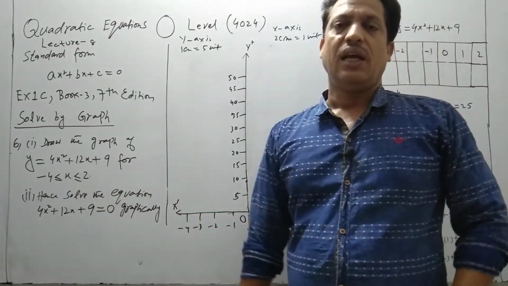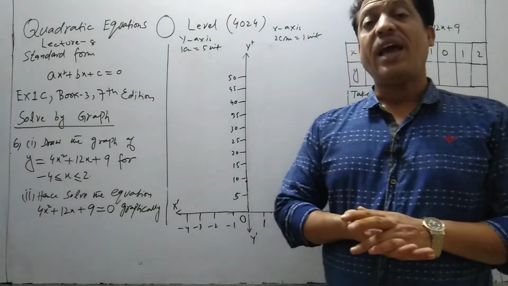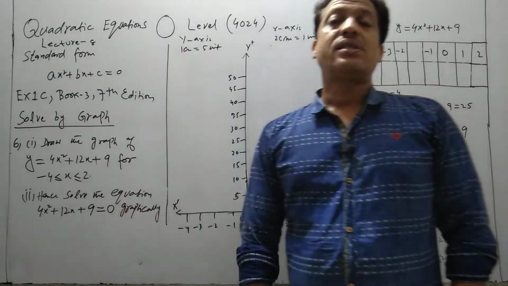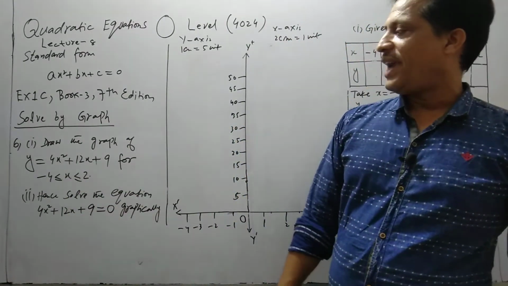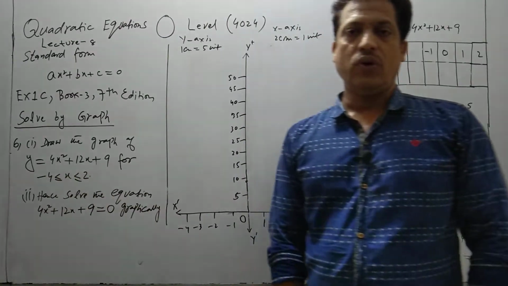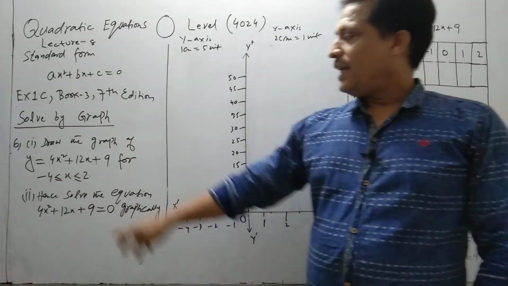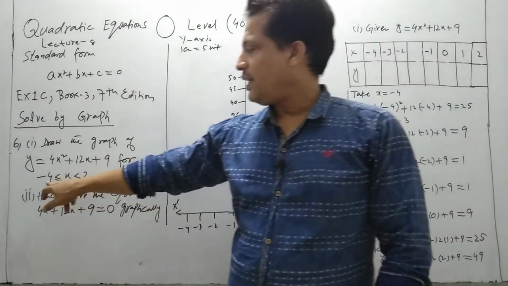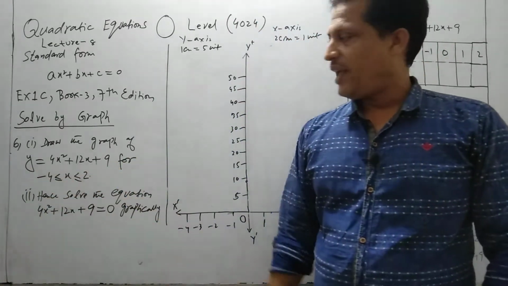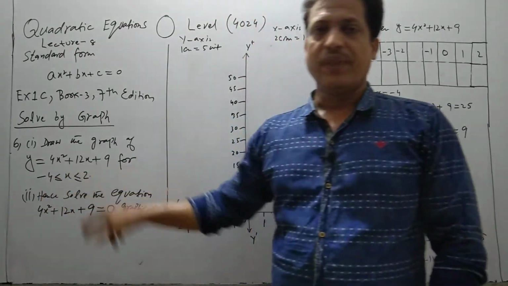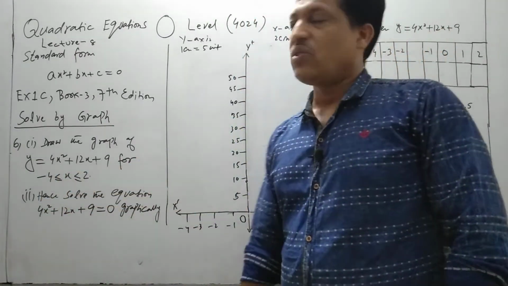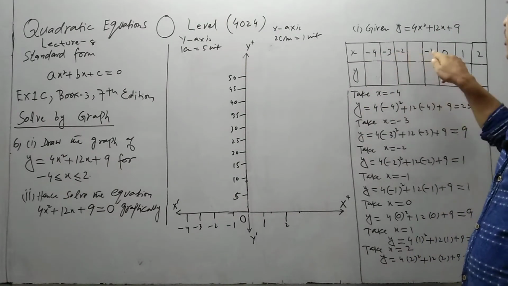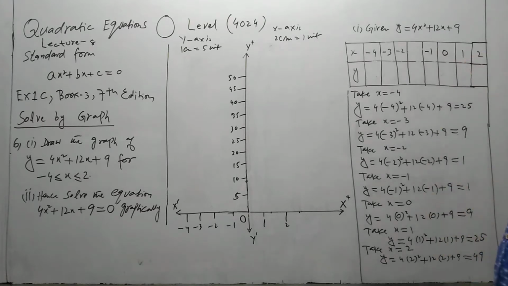In this question, the table is not given, so we have to draw our own table with the help of values of x. Some students think that the values of x are only minus 4 and 2. No, it's not correct. Students, this is an inequality. So what I told you in the last class, this is the range of values of x, from minus 4 to 2. So we have the values of x: minus 4, minus 3, minus 2, minus 1, 0, 1, 2.